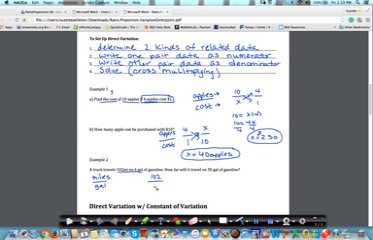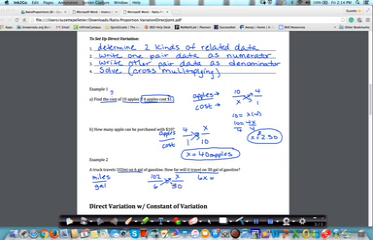102 miles for 6 gallons is equal to how far will it travel on 30 gallons? So again, we don't know how far it's going over 30 gallons. We're going to cross multiply.